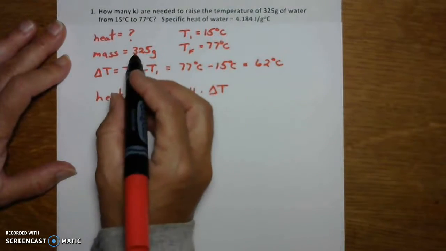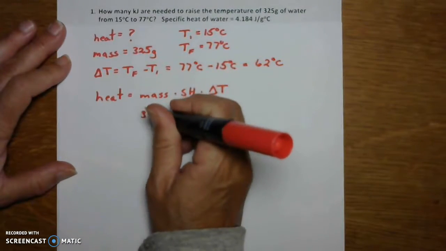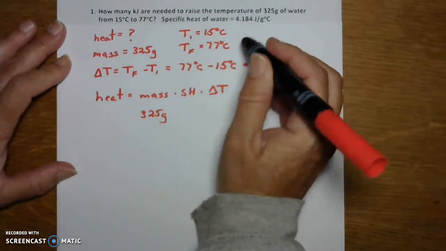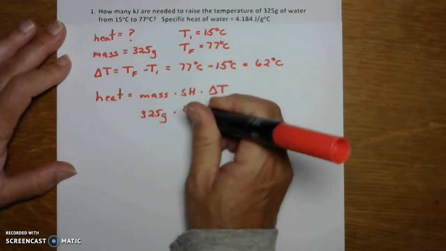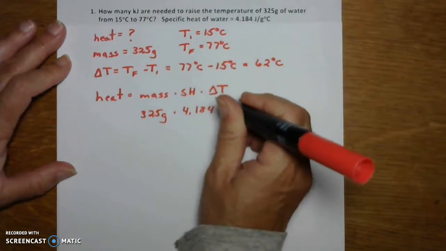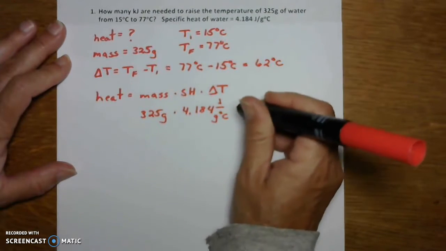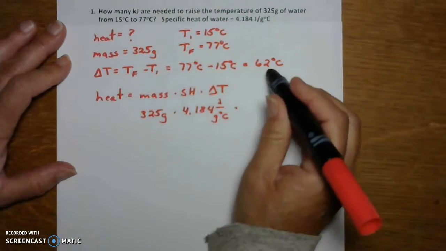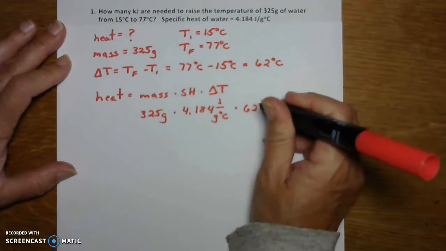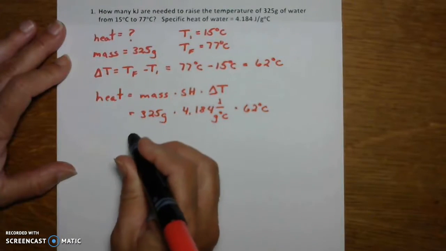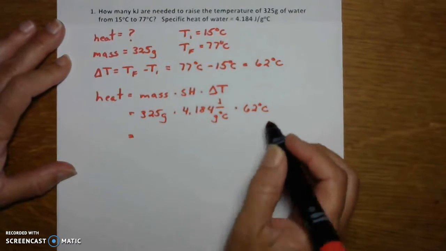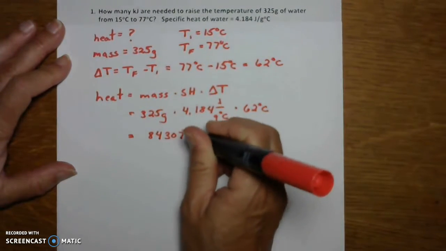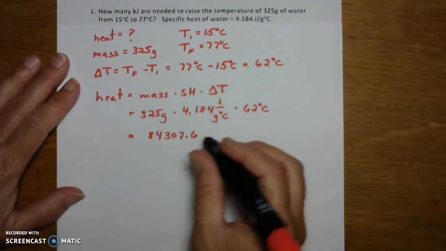So the mass we have right here is 325 grams. We've got the specific heat that they gave us in the problem, and it's 4.184 joules per gram degrees C. And then we've got the change in temperature, and we calculated that to be 62 degrees C. So we can multiply these numbers together and we'll get 84,307.6. That's multiplying the numbers.